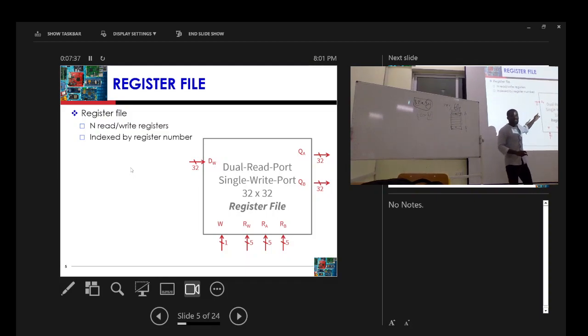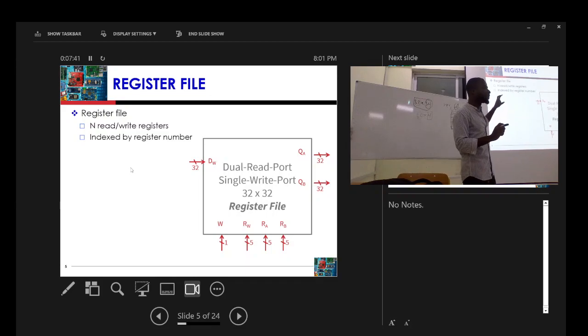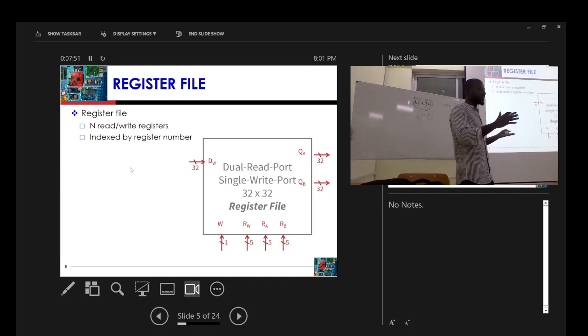Have you seen it? It's very important. So the input to this register file, the 32 by 32 register file, is 32 bits. Now if you have the input at 32 bits, it means that the input is equal to the output, right? So the outputs are also 32 bits, but it means that there are two of them. Right? Now, once we have this, we know that there are how many registers inside it?